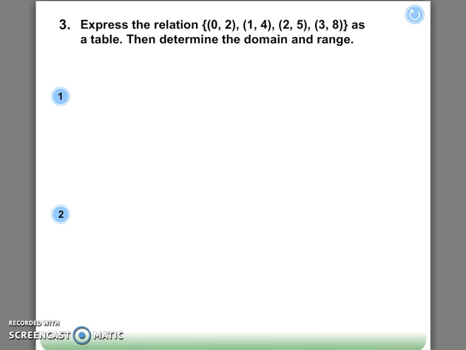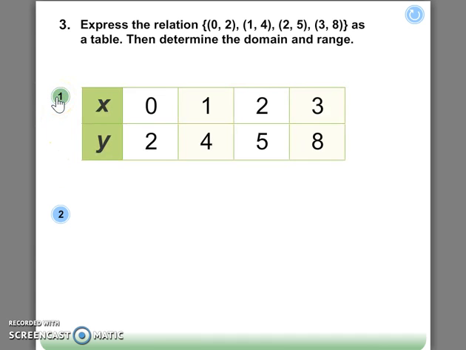All right, if I'm looking in a table, if I want to express this relation, (0, 2), (1, 4), (2, 5), (3, 8), as a table, I determine the domain and the range. And the domain is just basically the x, and the range is the y. And we'll talk more about this in future units, but just so you know, when I'm talking about the x coordinate, I'm talking about the domain. When I'm talking about the y coordinate, I'm talking about the range.